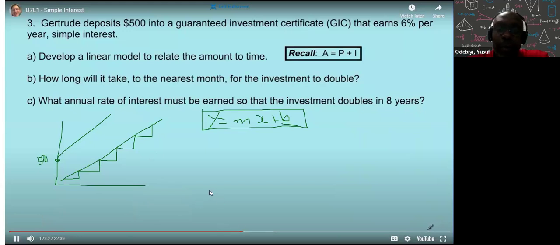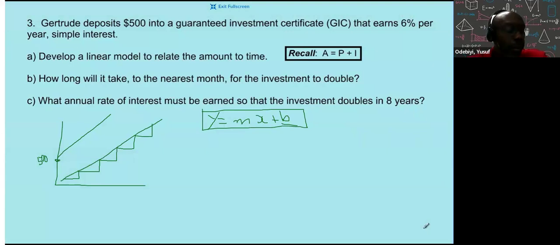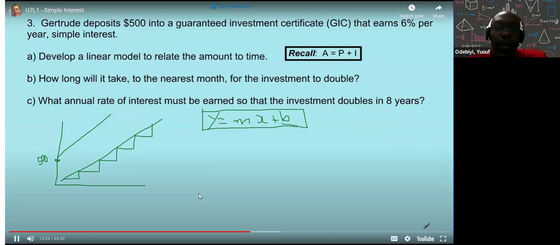Gertrude deposits $500 into a guaranteed investment certificate, otherwise known as a GIC. You may have put money, or maybe your parents or your grandparents have put money for you, into something called a GIC. Essentially, it's an account that you can put money in that earns interest over time. That's different than a savings account, so you can't take that money out until that time is expired. You'll see this come up a lot. So $500 got put into a GIC and it earns 6% per year simple interest.